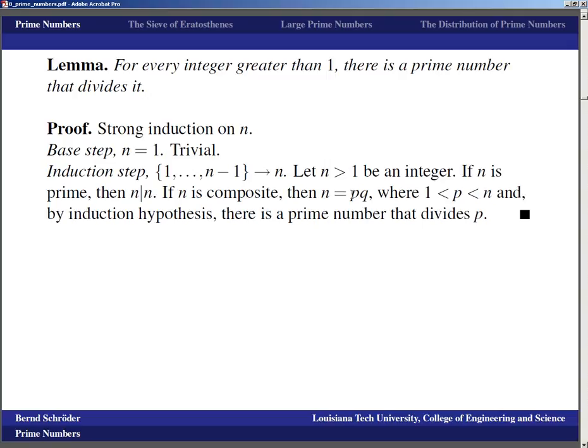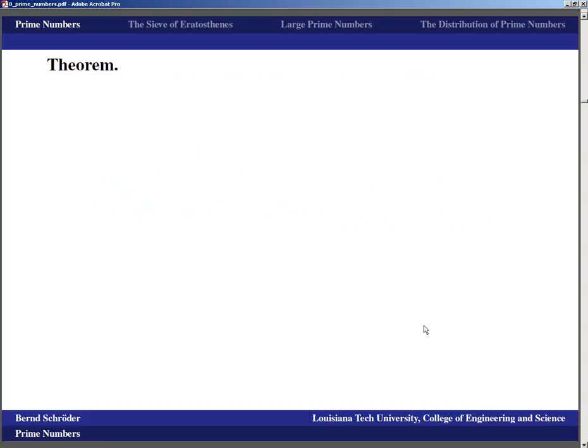So careful here with notation. Even though p is suggestive of prime, this composite number could be a product of two other composite numbers, such as 81 is 9 times 9, and neither 9 nor 9 is a prime number, right?